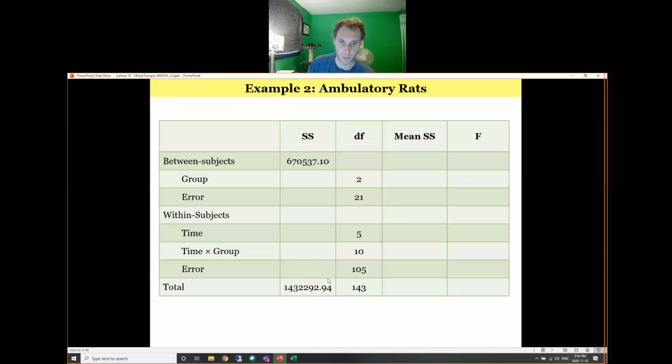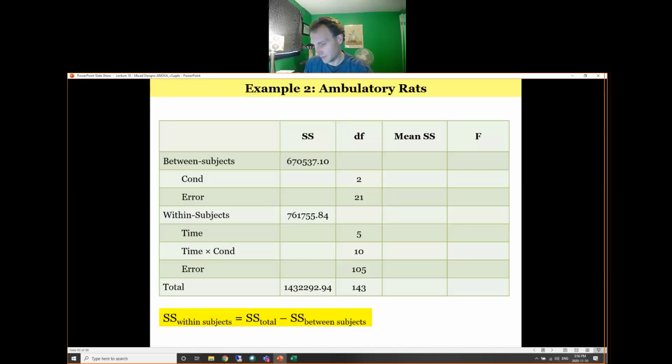Recall that if I had my total sums of squares and this much belongs to the between subjects, whatever's left over is my within subjects sums of squares. So within subjects is just total minus between.